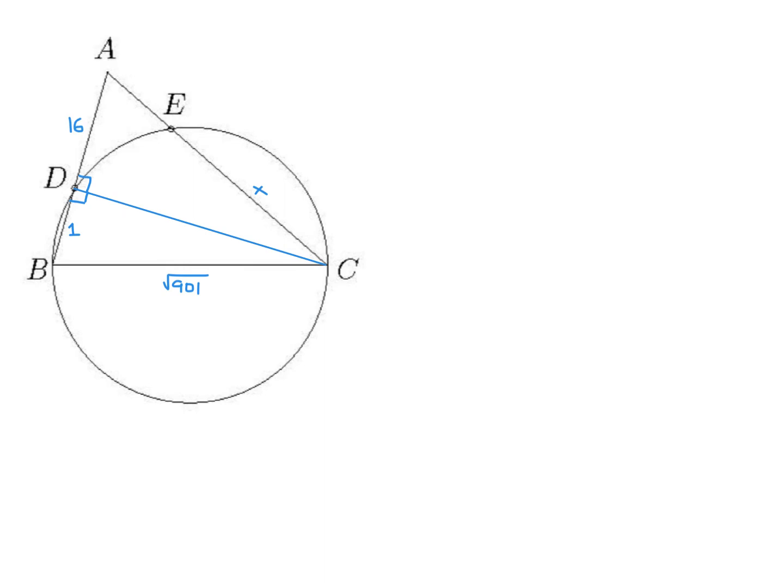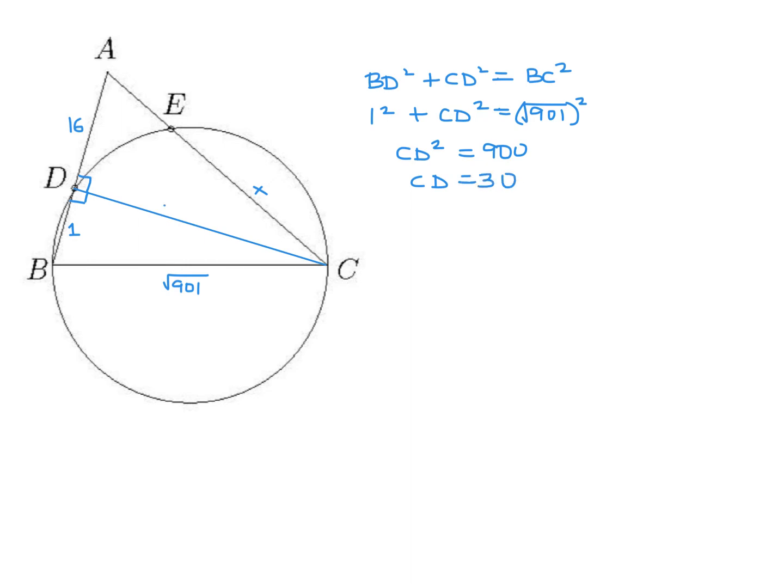Okay, so we can figure this out probably just using Pythagoras. So the first triangle, which is this one right here, that's a right triangle. So that means that BD squared plus CD squared is equal to BC squared, and then I'll fill in the numbers. BD is 1. CD, that I don't know. And then BC is root 901, all squared. Okay, so this means that CD squared is what? 901 minus 1, which is 900. And therefore CD is 30. Okay, that's good. So just put that in there.